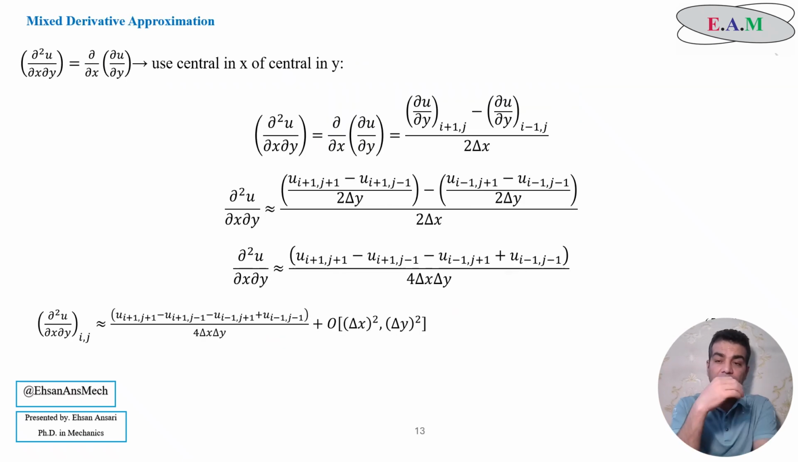To approximate the mixed derivative, we take the x difference of the y difference, plugging in the central stencil for each. We get the 4-point formula. It is also second order accurate in each direction.